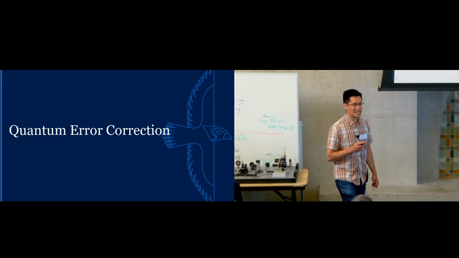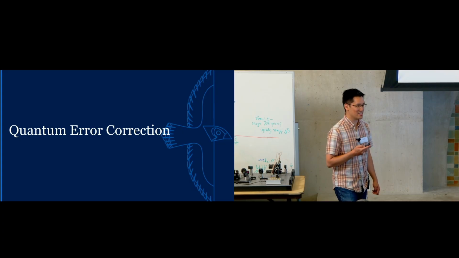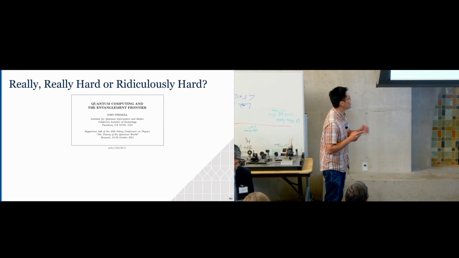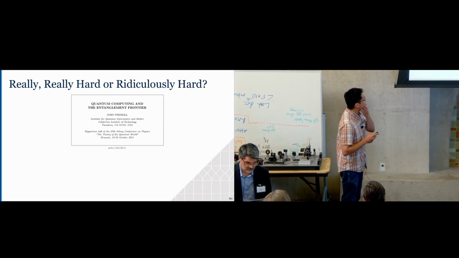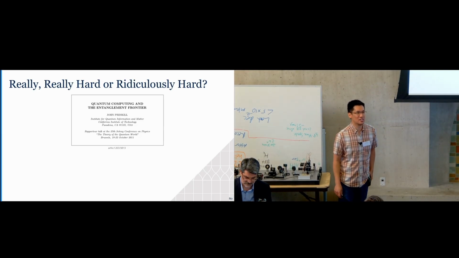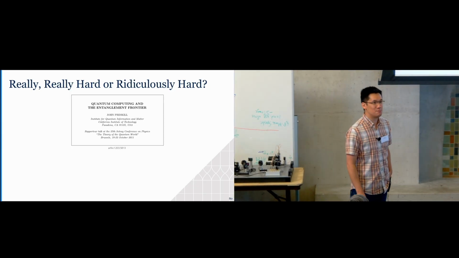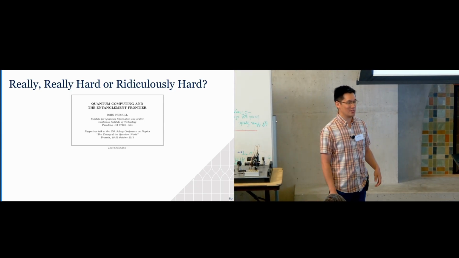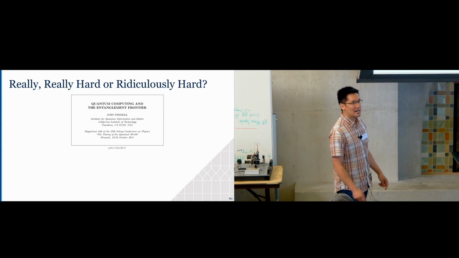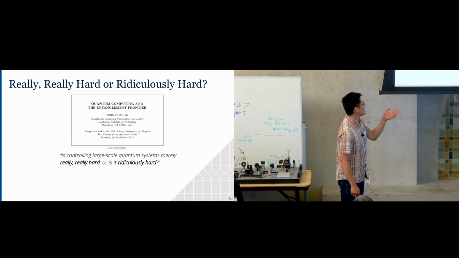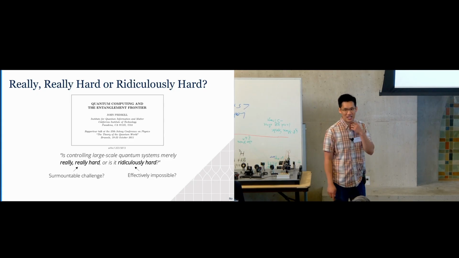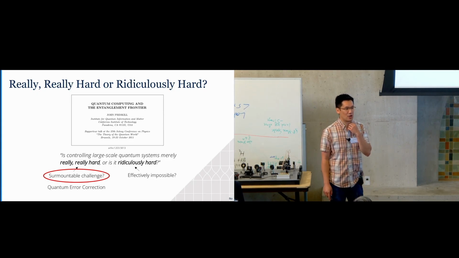All right. So we've seen that quantum computers have noise, have errors. Does that mean we can never build a quantum computer, or are we okay? This is something many people work on. But I like how John Preskill from Caltech has framed this: is building a quantum computer just really, really hard, or is it ridiculously hard, like impossible? He posed this as a question: is it surmountable, or effectively impossible? And this really comes down to a question of the errors.